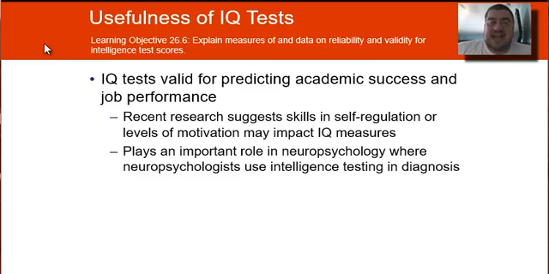It basically means that it is valid for predicting academic success and job performance, but also there are things that can throw off test scores, which is self-regulation or levels of motivation that day. What if I'm just not motivated to take an IQ test? Well, I'm going to score lower, but does that mean that my intelligence is lower? No, I just didn't want to do that well on the test.